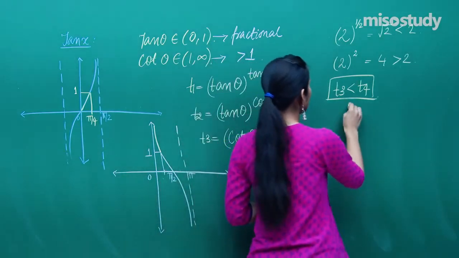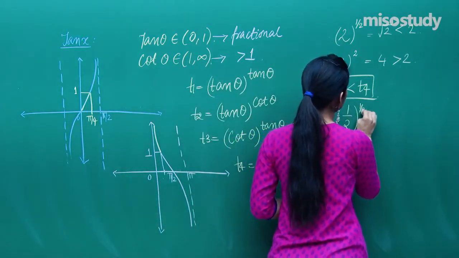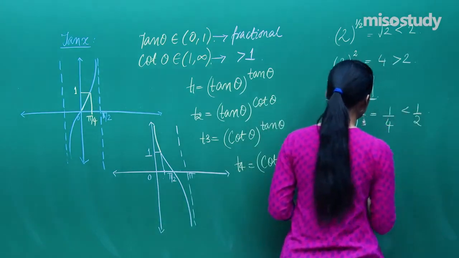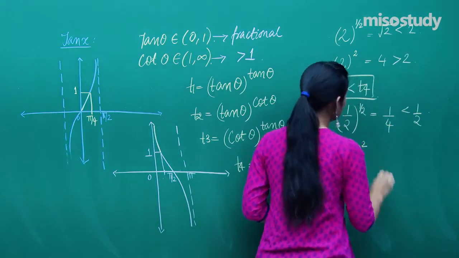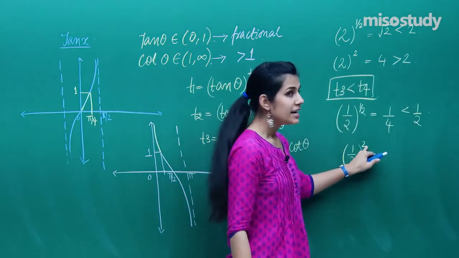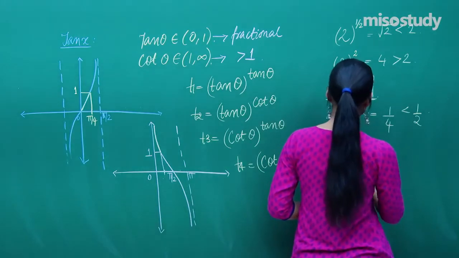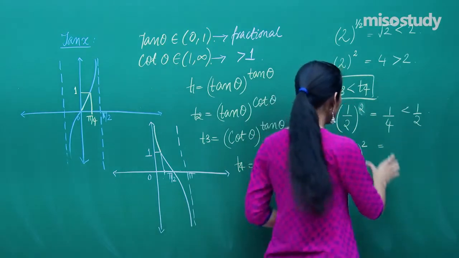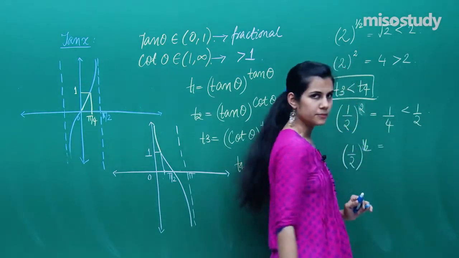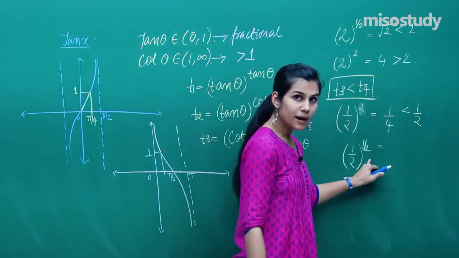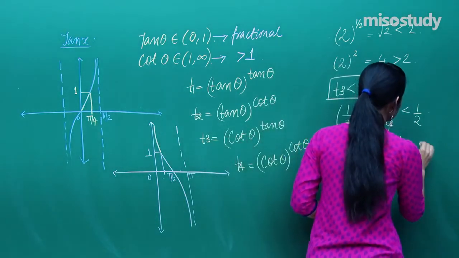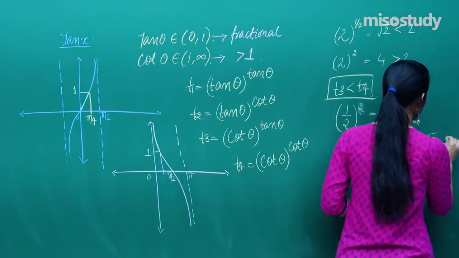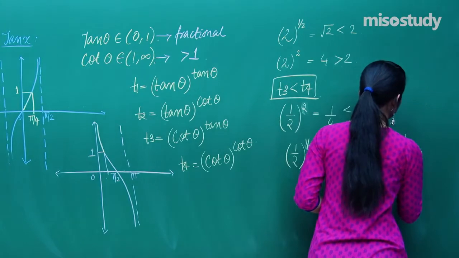Next, if I take 1 by 2, fractional to the power fractional is 1 by 4, which is less than 1 by 2. And fractional to the power number greater than 1. Here it would be number greater than 1. This is 1 by 4, which is less than 1 by 2. And if I take fractional to the power fractional, this will be 1 by root 2, which you can write as root 2 by root 2. So this will be root 2 by 2, which is greater than 1 by root 2.